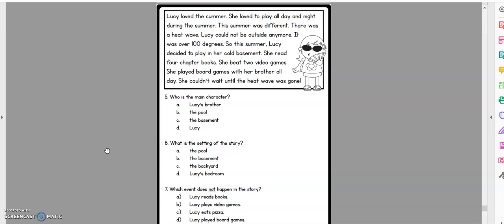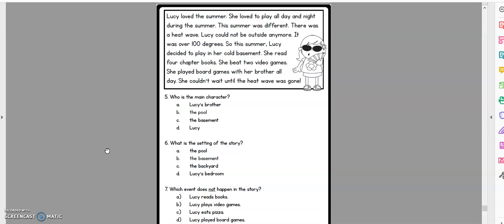And think back, setting talks about where and when a story takes place. So what is the setting? A, the pool, B, the basement, C, the backyard, D, Lucy's bedroom. So think for a moment and write your answer down.